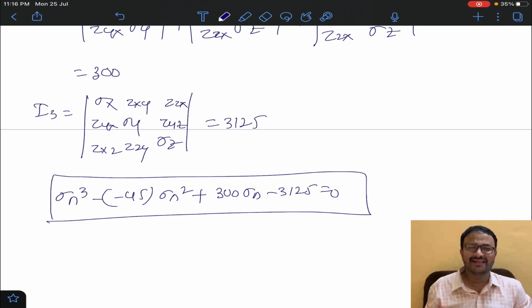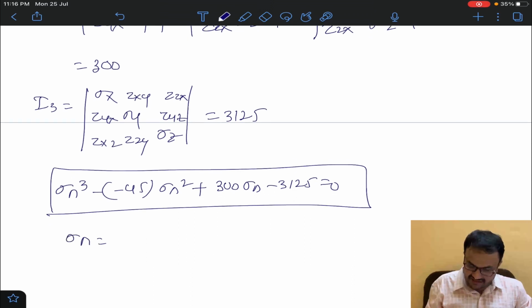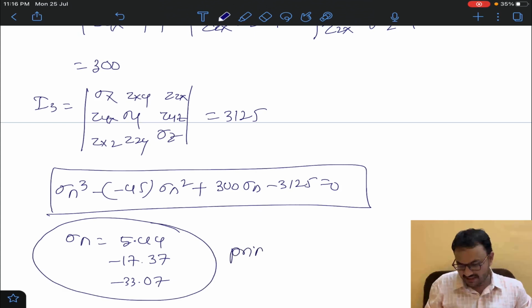The calculator is not given in GATE. I don't know, you have to solve for the values. That is, you need to check these values by choosing options, not from question to answer, but from answer to question. It will come in reverse, you need to approach it like that. Okay, so then the sigma n values you will get are 5.44, minus 17.37 and minus 33.07. These are all the principal stresses.